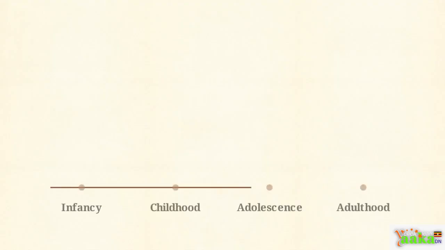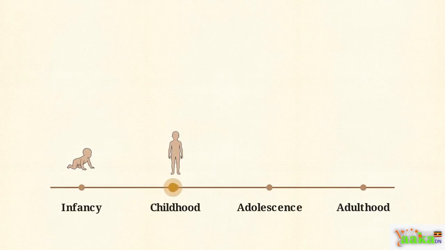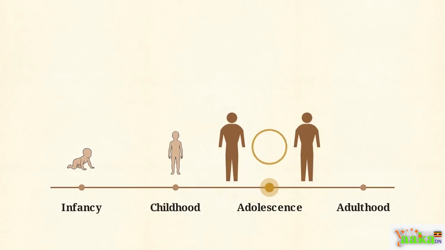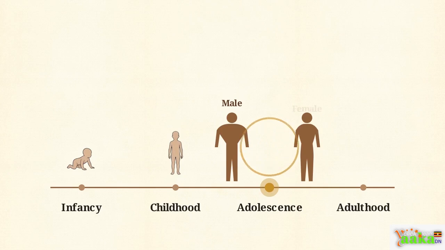This timeline traces human growth. We grow and mature in one continuous path through infancy, childhood, adolescence, and adulthood. Adolescence brings puberty, driven by hormones. During this time, males experience a deepening voice and broadening shoulders, while females experience widening hips and breast development.